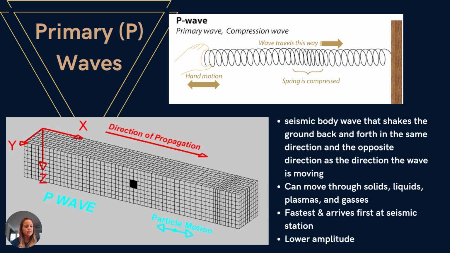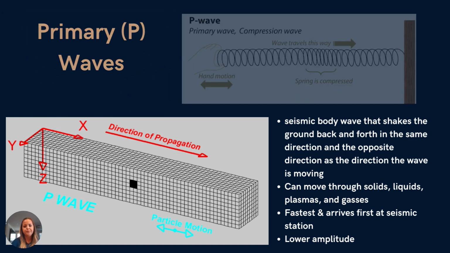They are faster than the S wave, which is why they're called the primary wave. They arrive first at a seismic station, and they're the faster wave, but they're lower amplitude.